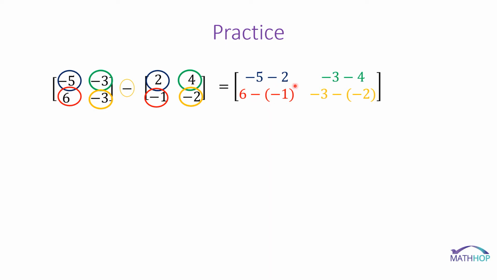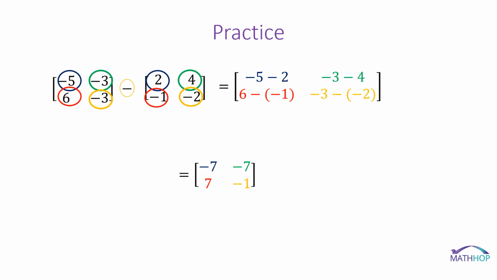Remember, I should see a subtraction sign in between each set of numbers, and then if -1 was actually negative, I should see another negative. So 6 minus -1, remember that's 6 plus 1. -3 minus -2, -3 plus 2. Okay, so let's see what the difference of these two matrices is. It is -7, -7, 7, and -1. Perhaps 7s are lucky today, or I just had 7 on the brain when I wrote this.